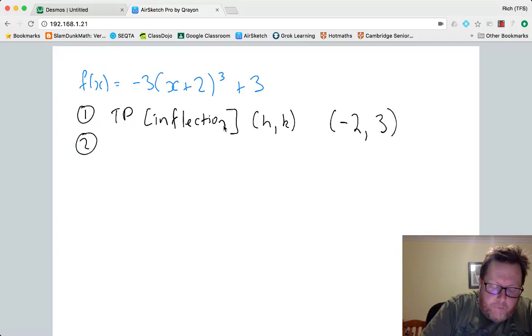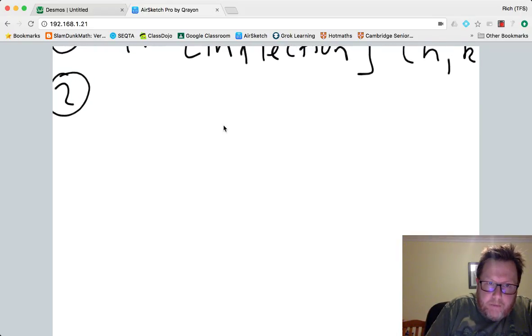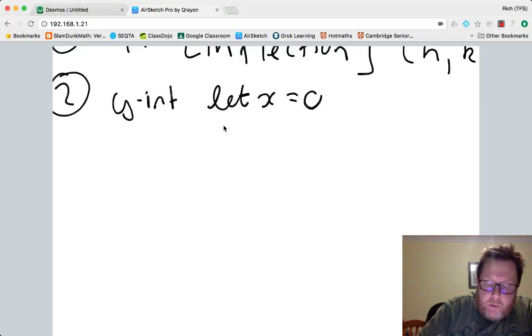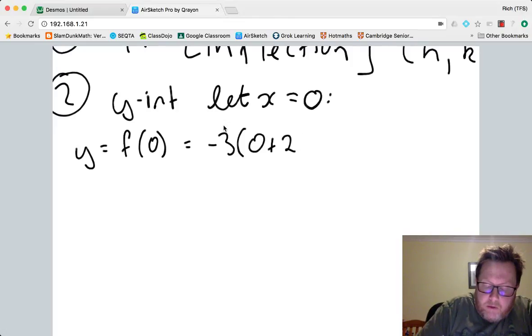Number 2 is the y-intercept. Now I'm going to zoom up a little bit on this screen just so I can fit all the calculations onto this one screen. So it's going to look a bit bigger, but then I'm going to write a bit smaller. Okay, so the y-intercept is when we let x equal 0. So we take the function and we set x equal to 0. That's a different notation there. So y is equal to f of 0, and that is negative 3 outside of 0 plus 2 all cubed plus 3.